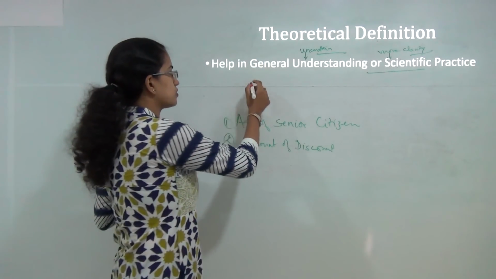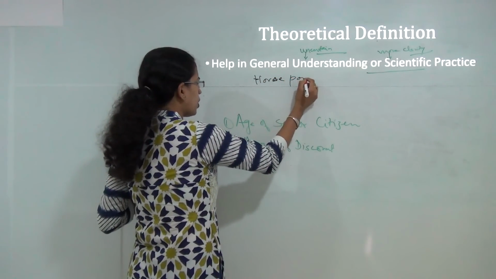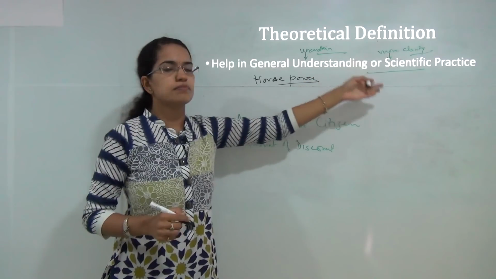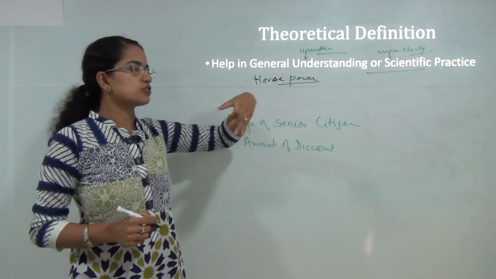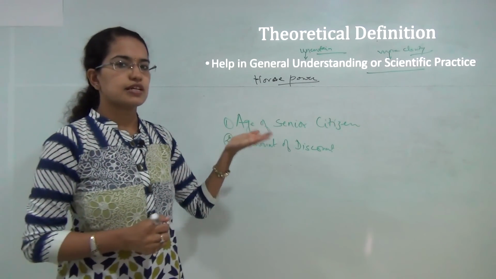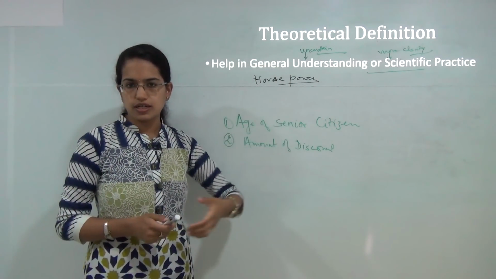Similarly, we can again incorporate the theoretical definition example as the horsepower that we recently talked about. So rather than saying the power by each horse would be horsepower, I can precisely say the power that is used to move 550 pounds by 1 foot in 1 second would be a horsepower. So that would be an exact theoretical definition.